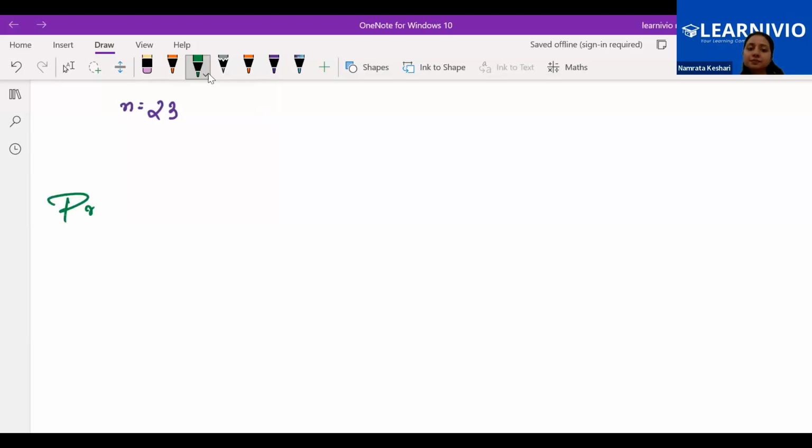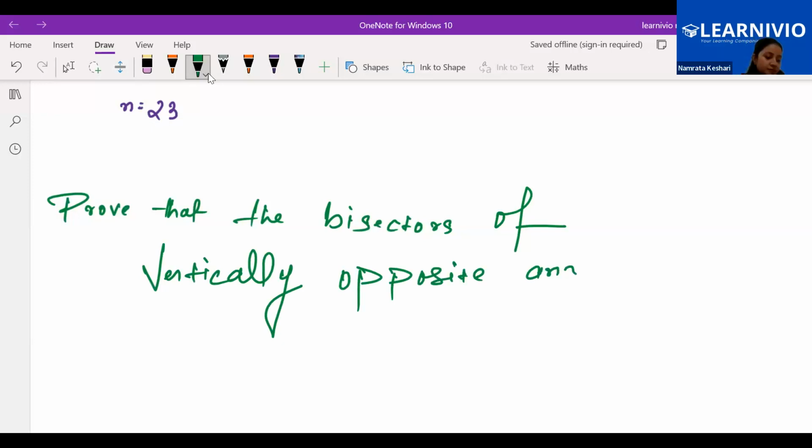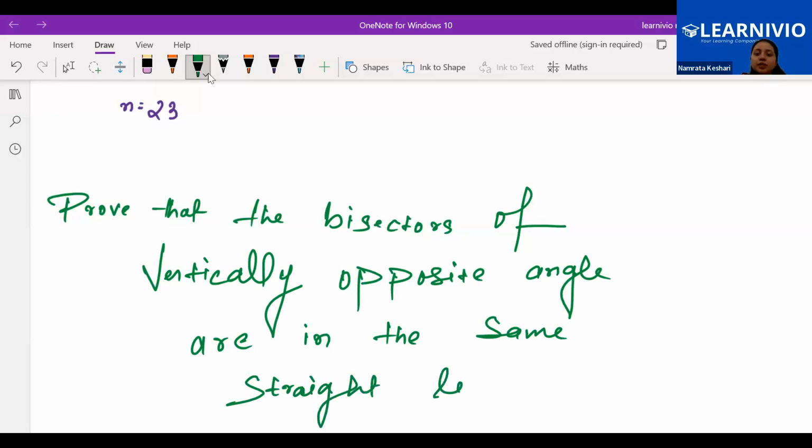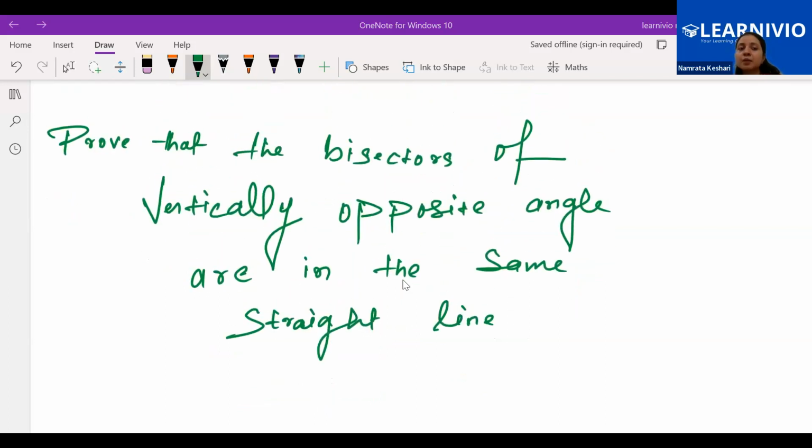The question is, prove that the bisectors of vertically opposite angles are in the same straight line. Do it. First try it. Anam, Arhan, Hanan, Saad, Heather, Mohammad Rafi, Samia, Sara, please try it at first, then we'll be discussing what will be the possible approach for this one. Prove that the bisectors of vertically opposite angles are in the same straight line. We have to prove that.